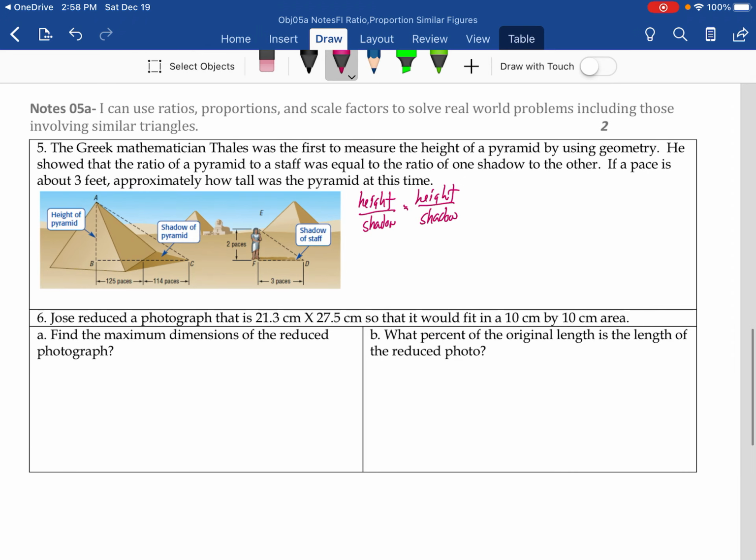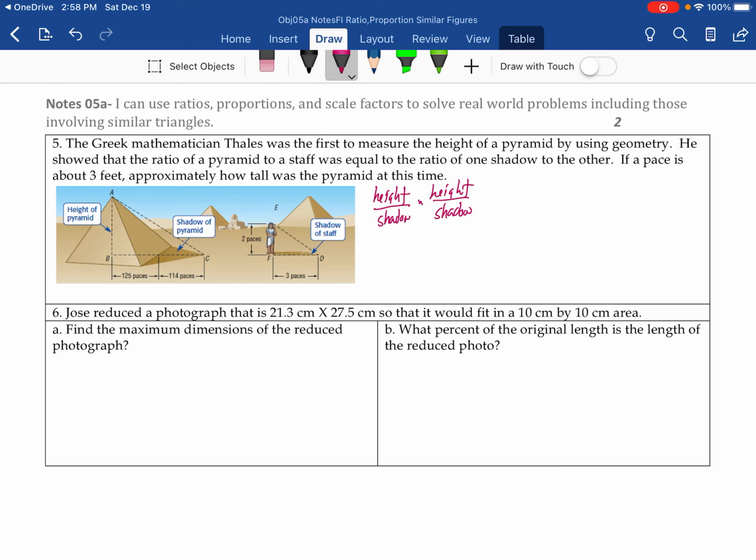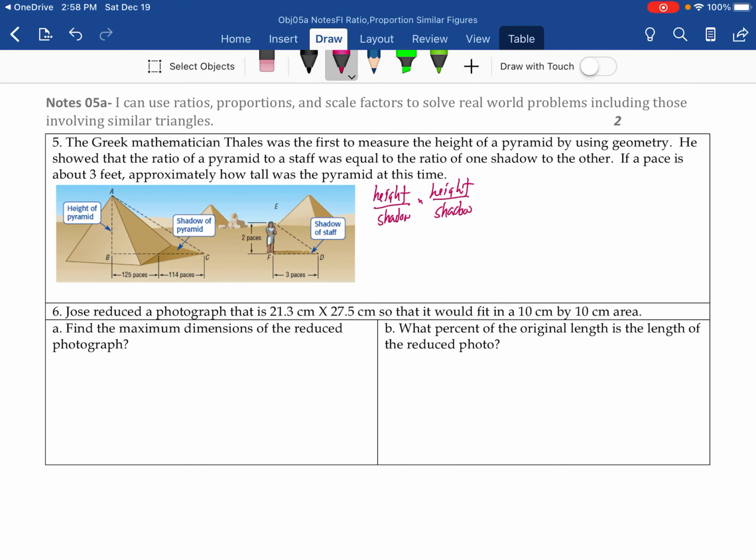And if we were live, we'd be doing an activity like this. Unfortunately, because we're not, we can't really do this. But basically, he figured out that at a certain time of day, this person right here was 2 paces tall and the shadow was 2 paces long. So 2 over 3. At the same time of day, this shadow and the height of the pyramid are going to be proportionate. And so they knew they could figure out the width of the pyramid and the length of the shadow. So that was going to be 125 plus 114, which is 239 paces.